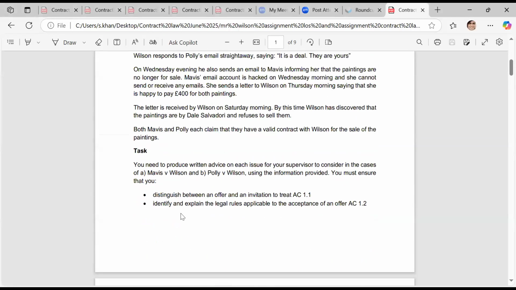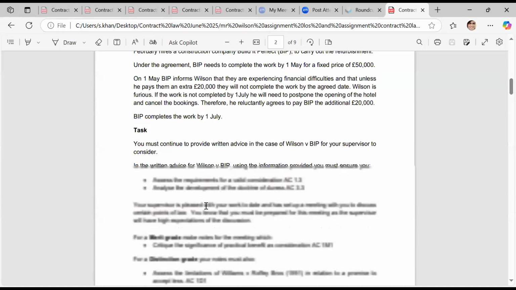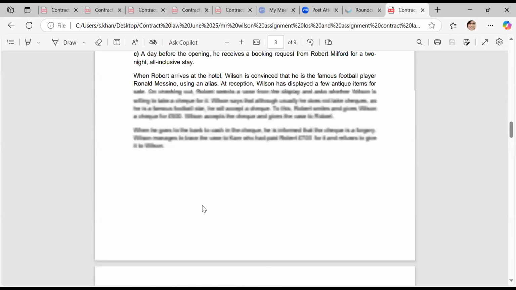The one thing I want to mention is, when it comes to doing your assignment, do not change the wording. Whatever the wording is there, keep it, including the command verbs. If it's asking you to distinguish between an offer and an invitation to treat, you can't change that. You can have that as a heading for your assignment and then answer it accordingly, which I'll go through in more detail. It's the same for all the different tasks.